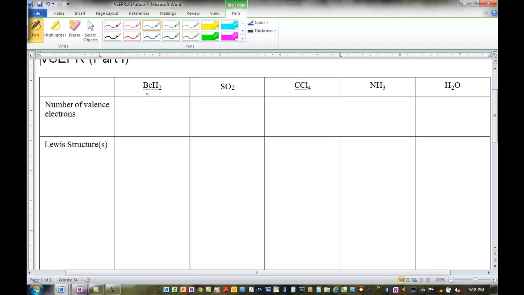So BeH2, beryllium has 2 valence electrons. Each hydrogen has 1, so 2 for beryllium, 2 hydrogens each with 1. We have 4 valence electrons.